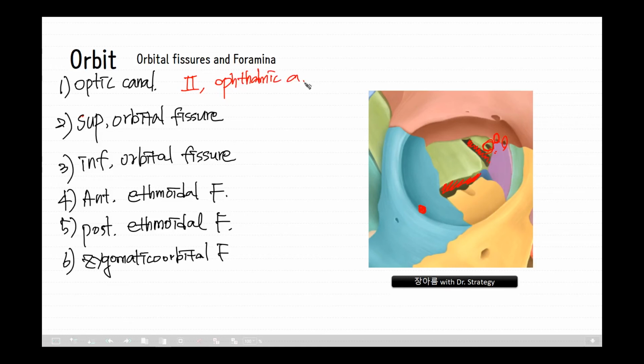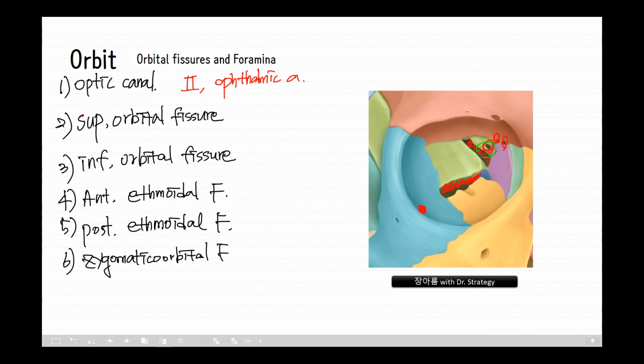The common tendinous ring, which gives origin to the 4 recti muscles, is attached to the bone near the superior, medial, and lower margin of the orbital opening of the canal. Around here. And the diameter of the cranial opening of the optic canal increases significantly during the fetal period and childhood into adulthood. Next, the superior orbital fissure.